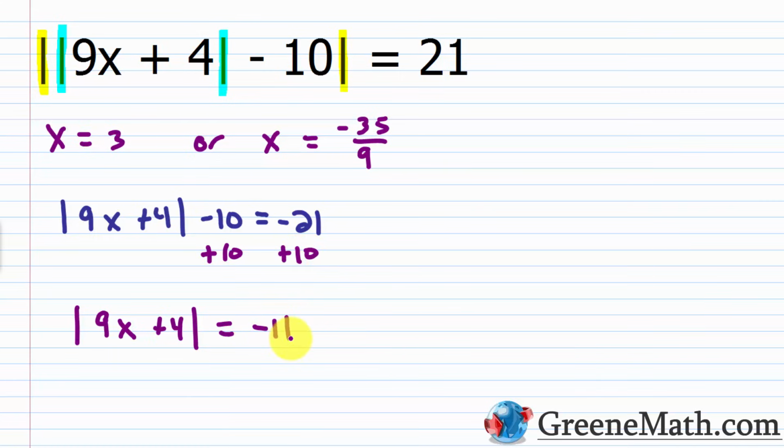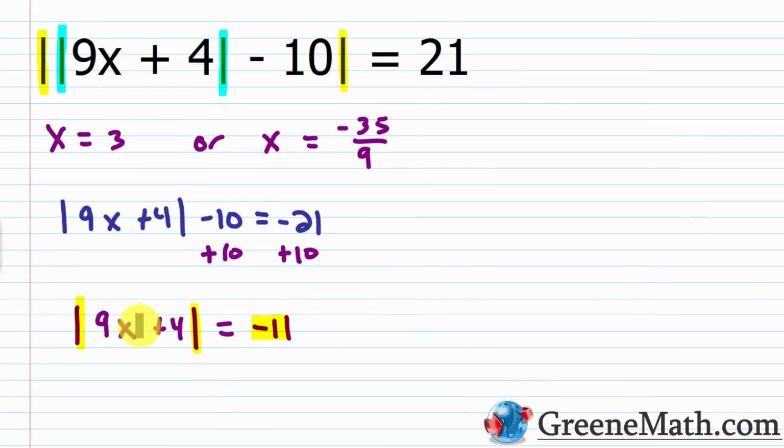Now, you'll notice that there's a problem here. We know that if we have the absolute value operation isolated on one side and we have a negative value on the other side, there's no solution. Again, if I take the absolute value of a negative number, it becomes positive. If I take the absolute value of 0, I get 0. If I take the absolute value of a positive, it stays positive.